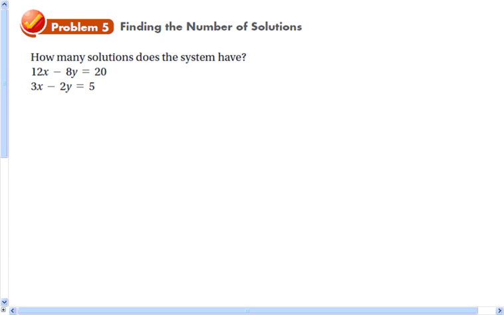All right, finding the number of solutions. So how many solutions does the system have? A system will have one solution if the lines cross. So basically, if they intersect, there's one solution. A system will have no solutions if the lines are parallel, and a system will have an infinite number of solutions if the lines coincide. In other words, they're the same line.